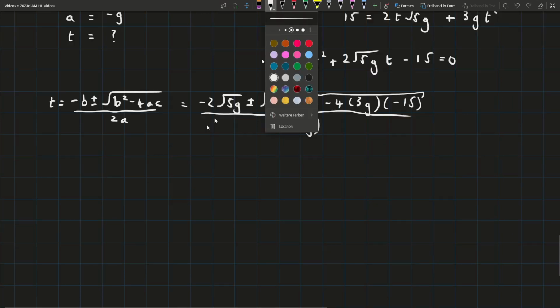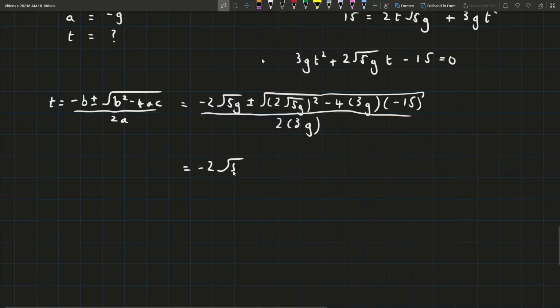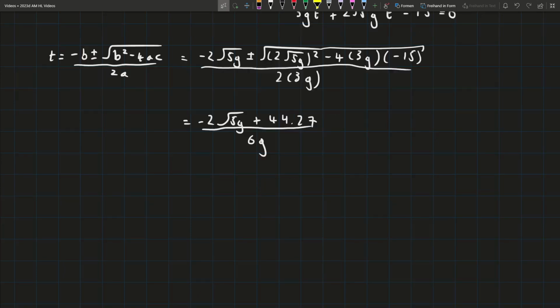I'm just going to use a rough approximation. We get minus 2 root 5g, and then plus or minus. Well, we can't have negative time, and since this is already negative, if we do another negative, the time will also be negative. So we're just going to do the plus. The square root of this big thing, when you put it into your calculator, is 44.27 to 2 decimal places, all over 6g. You can put that into your calculator, and we get that t is equal to about 0.51 seconds.